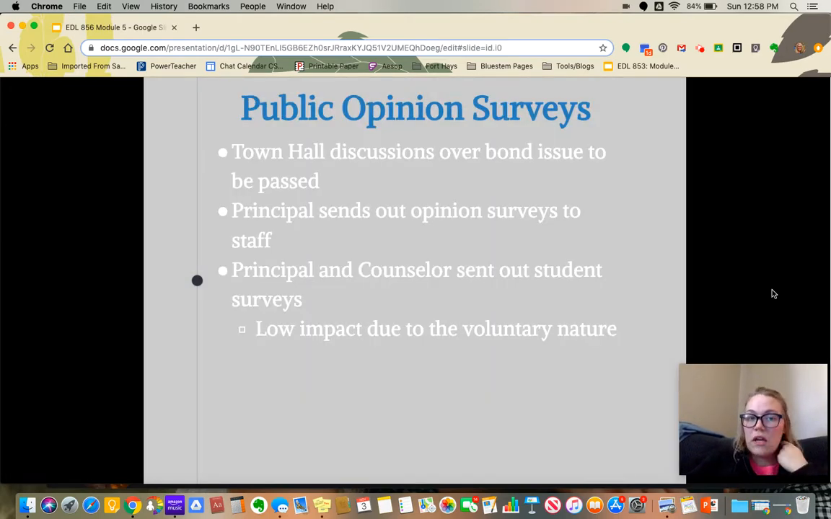Public opinion surveys. Our principal sends out opinion surveys to staff. Principal and counselors send out student surveys, but there wasn't very much impact because it was voluntary. I think this is something that we could probably do a little bit better at. I think instead of sending out surveys, we usually try to touch base with our parents and those in the community instead of sending out those surveys. So that is my presentation, and thank you.